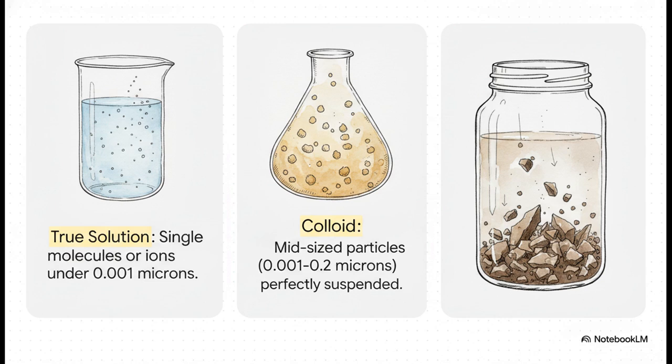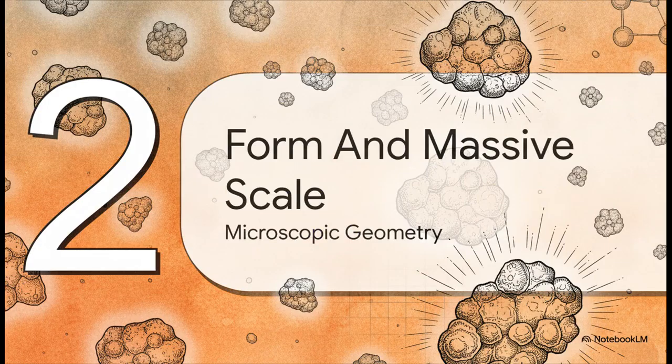But then, on the other hand, you have a suspension, like if you stirred sand into water. Those particles are huge aggregates made of millions of molecules, sizing up at over 2,000 angstroms. Colloids bridge that gap. They're small enough to actually stay suspended, but large enough to have some absolutely powerful chemical and physical impacts on the soil. Moving right along to section 2, form and massive scale. Let's see what these actually look like.